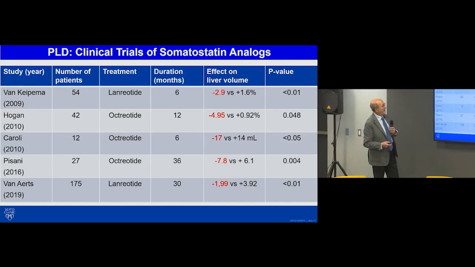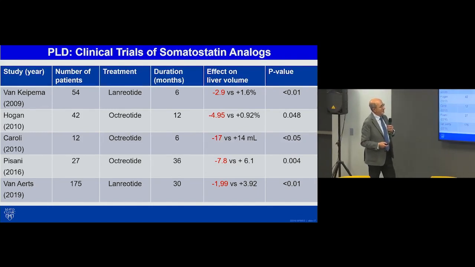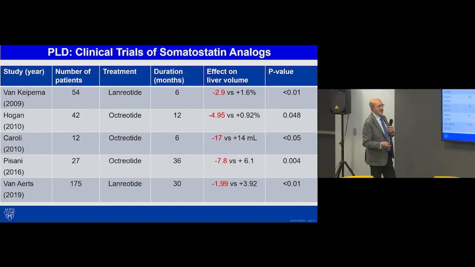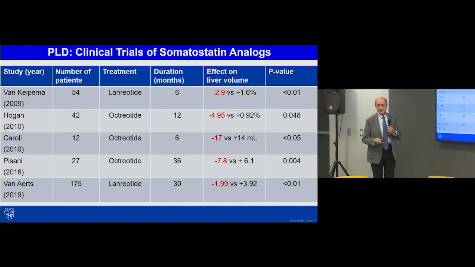Now, there have been a number of clinical trials with somatostatin analogs, mainly from the Netherlands, and Dr. Hogan at Mayo, and from Bergamo in Italy, and all of them have given exactly the same results: consistent efficacy of somatostatin analogs in causing a reduction in the liver volume and slowing down further progression.